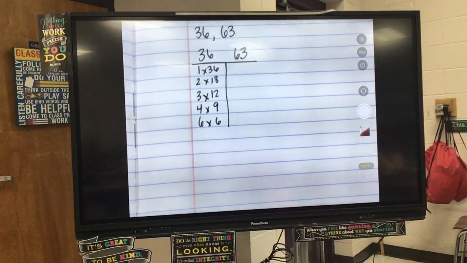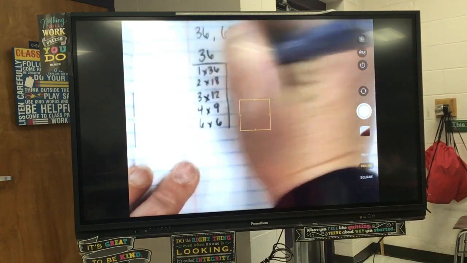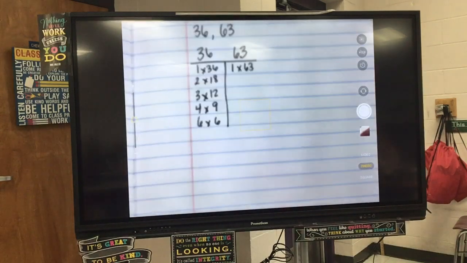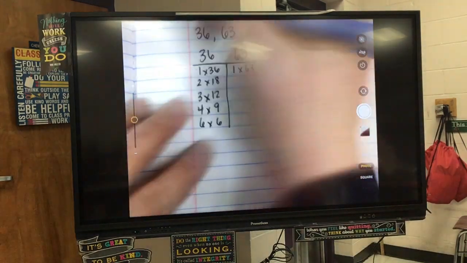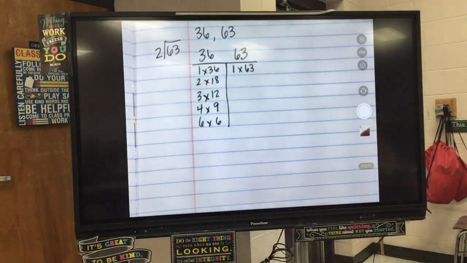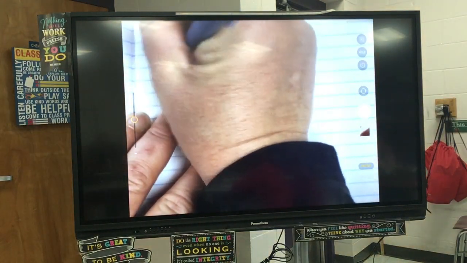63. It's a little bit bigger. You gotta know your multiplication facts, because this is where that comes in extremely handy. So again, we're starting with 1 times 63. Does 2 work? Well, I think it does. So I'm gonna do 63 divided by 2, because 2 goes into everything. That's gonna be 3, 6.